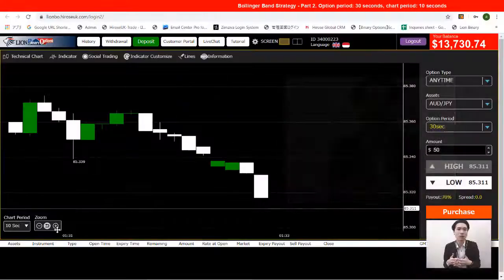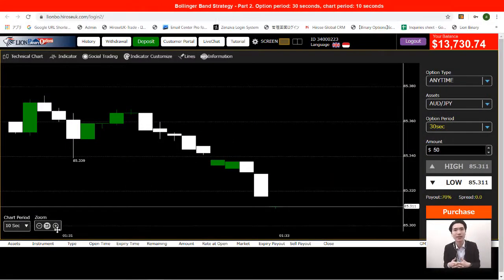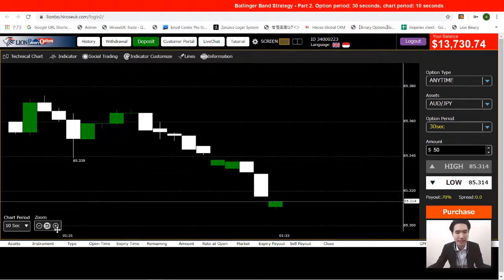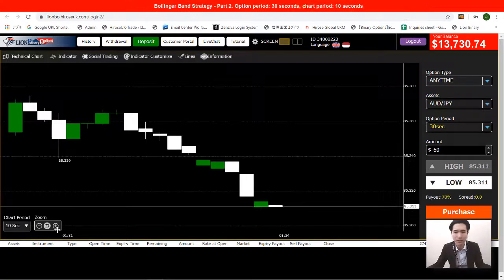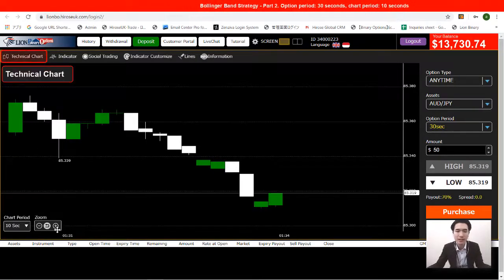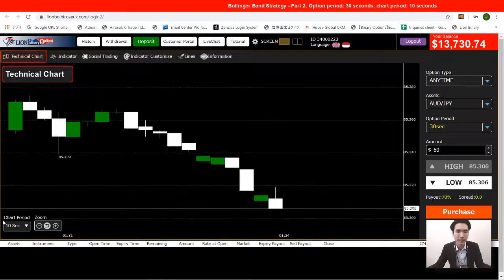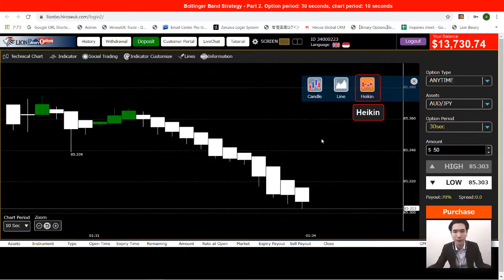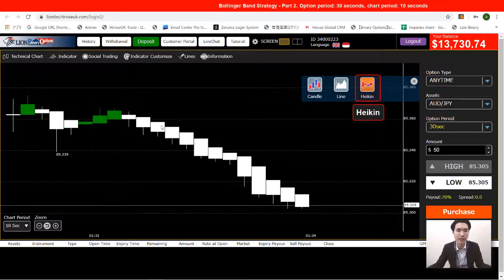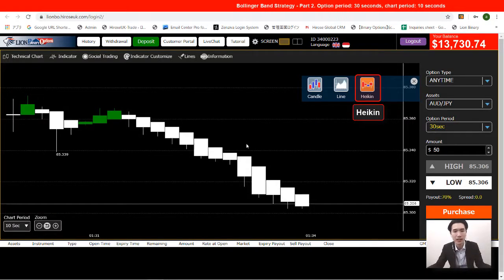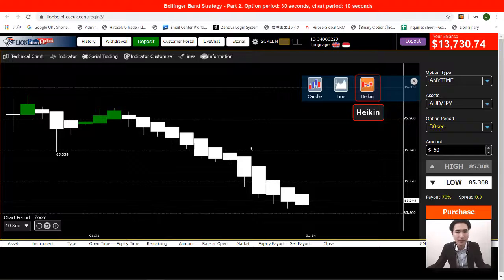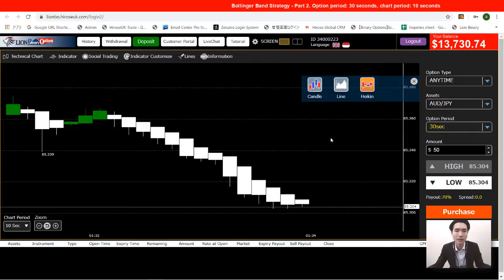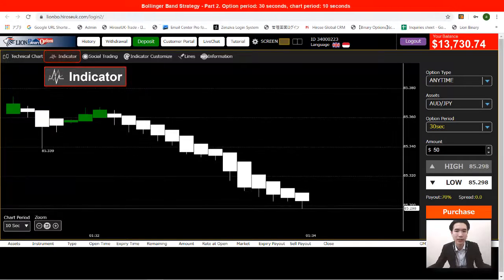So now let's set up the indicators first, and then we will take a look at how this pattern works. Same as yesterday, the first thing I'm going to set up is the Heikin Ashi. So let's go to the technical chart, and then go to Heikin Ashi. Now we have a really smooth looking chart, because the Heikin Ashi averages out the price movements for us, so we have a really nice and clean chart here. Now we close this Heikin Ashi window, and then we'll go to indicator.